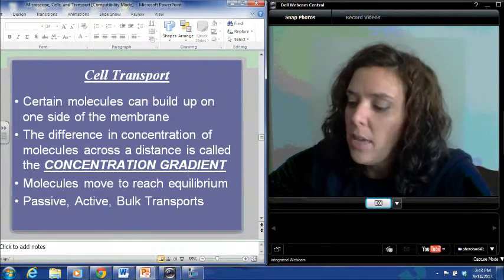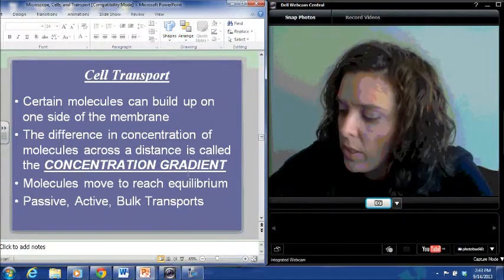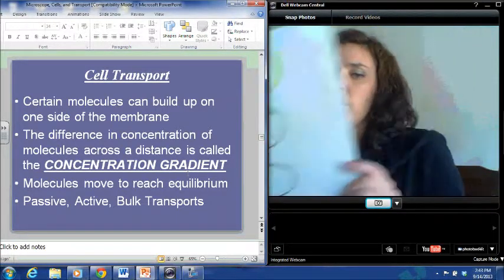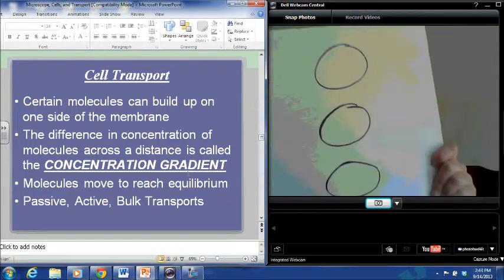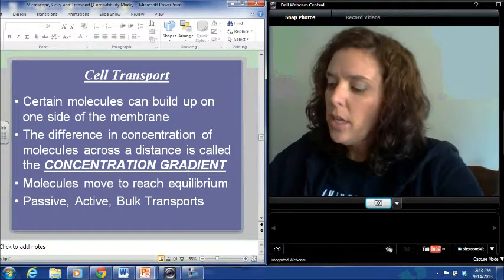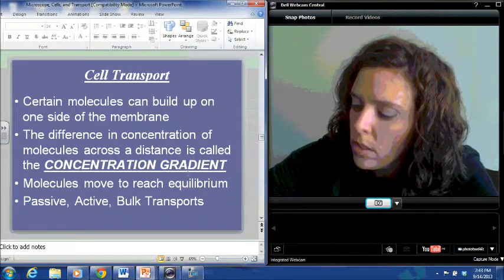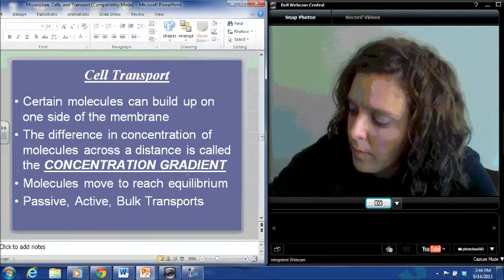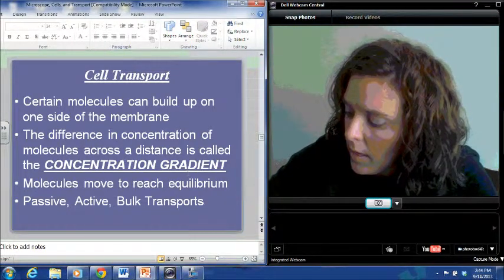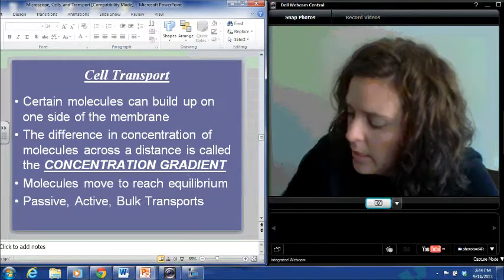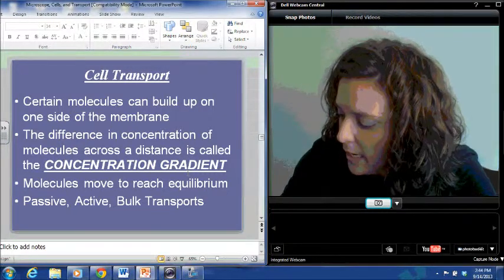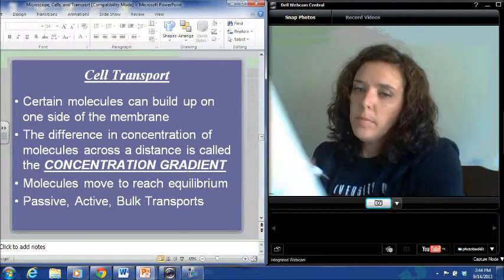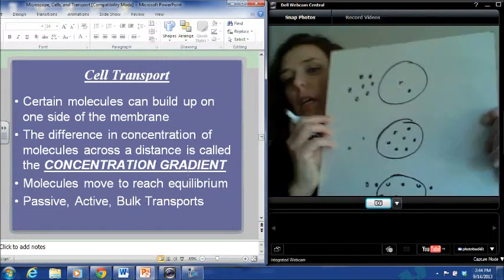Okay, so let's say we have a cell. I'm going to draw 3 cells. Okay, so here are my cells. Hopefully you see them. All right, and then I'm going to show you that there are materials on either side of the membrane. And I want you to tell me whether or not there is a concentration gradient visible. Okay, I'll try this again.